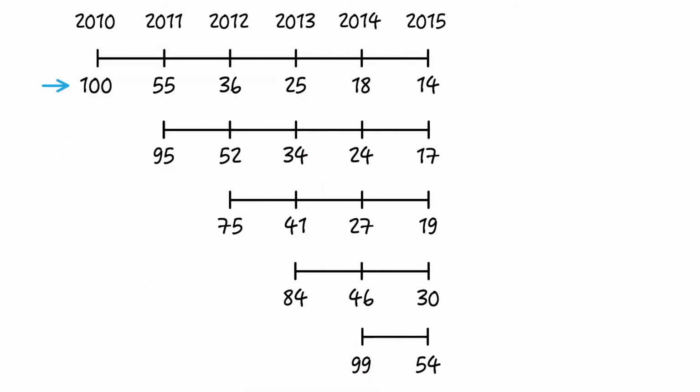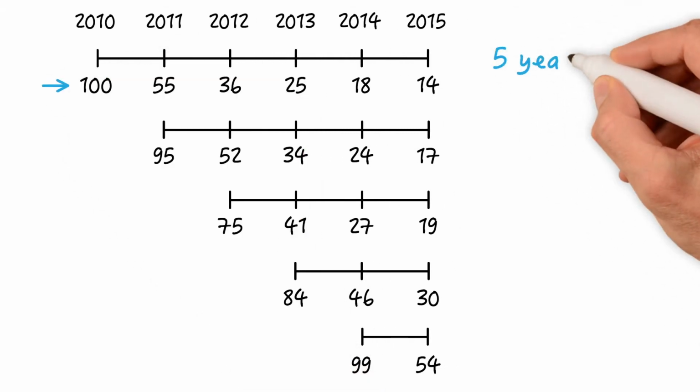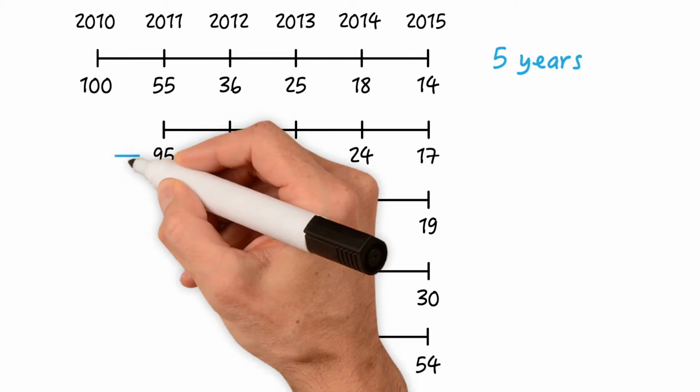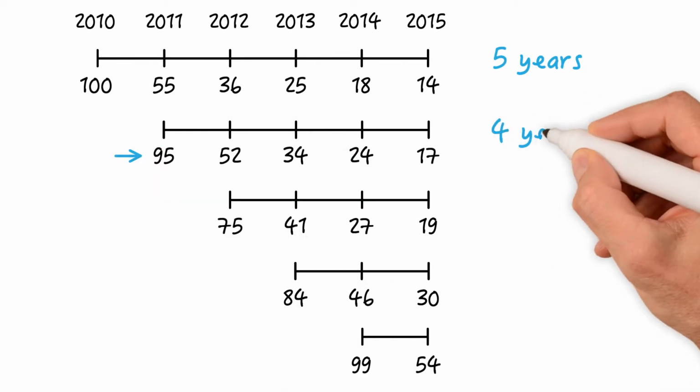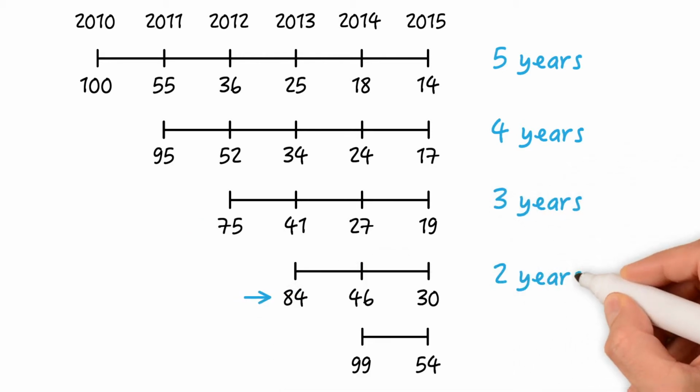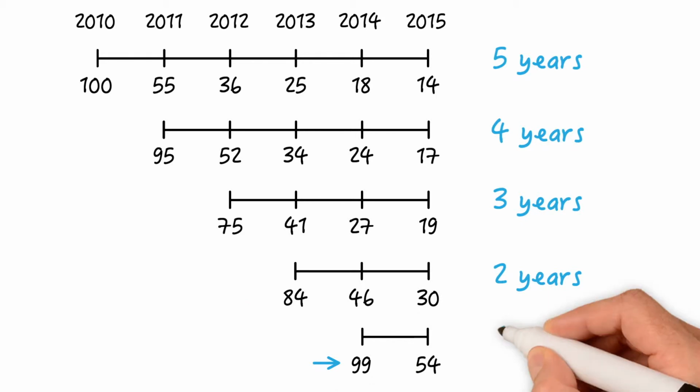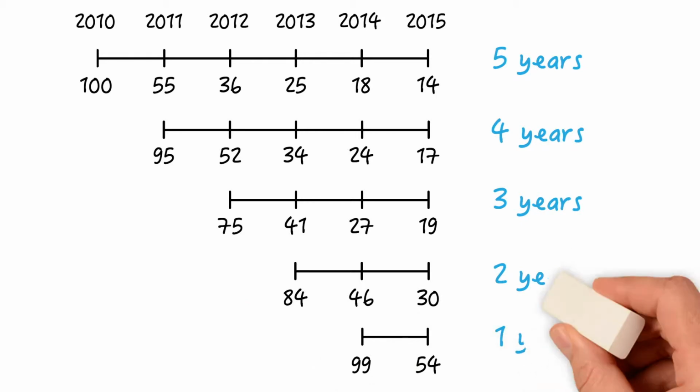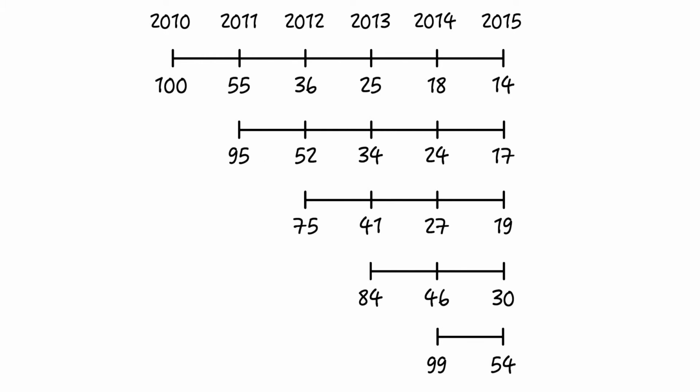Folks who joined in 2010 were followed up for a total of 5 years. Patients who joined in 2011 were followed up for 4 years. Patients from 2012 for 3 years. Patients from 2013 for 2 years. And patients from 2014 for only 1 year. So if we wanted to calculate the 5-year survival rate the way we learned previously, we could only do so for the 2010 cohort because everyone else had shorter follow-up, right?